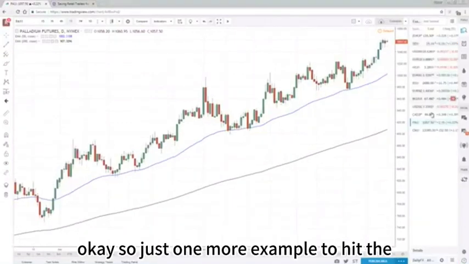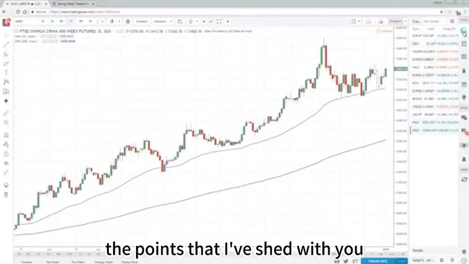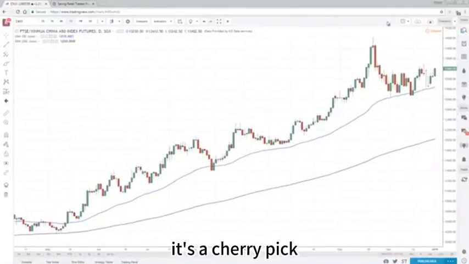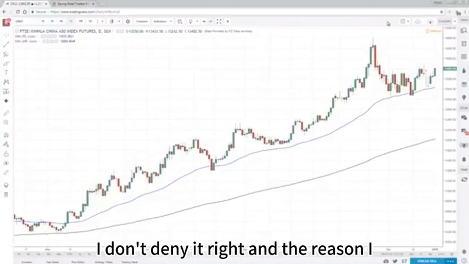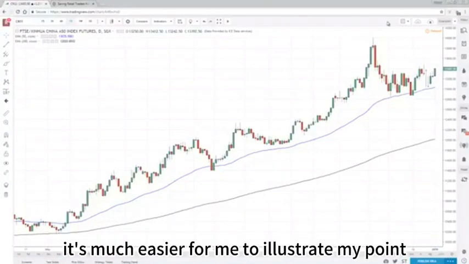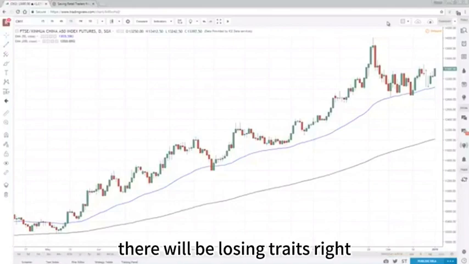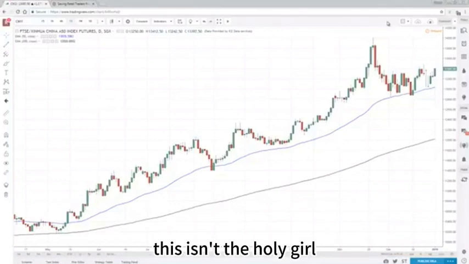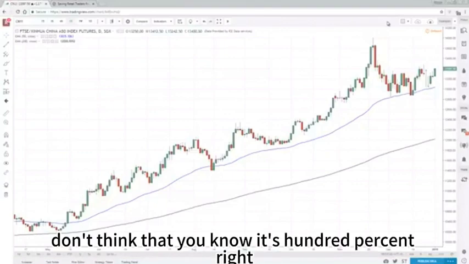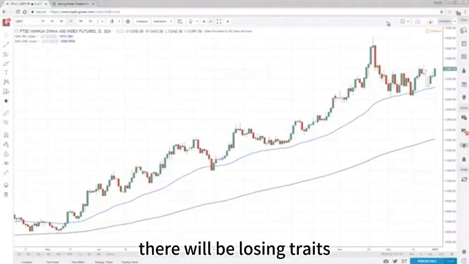Okay. So just one more example to hit the points that I've shared with you. And obviously the examples that I shared are a cherry pick. I don't deny it. The reason I purposely cherry pick this chart is because it's much easier for me to illustrate my point. But bear in mind, there will be losing trades. This isn't the holy grail. Don't think that it's 100%. There will be losing trades.